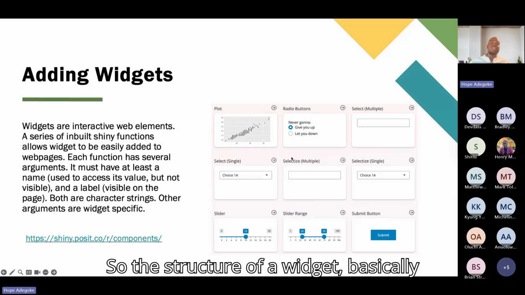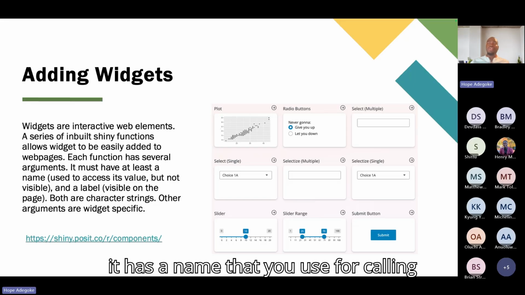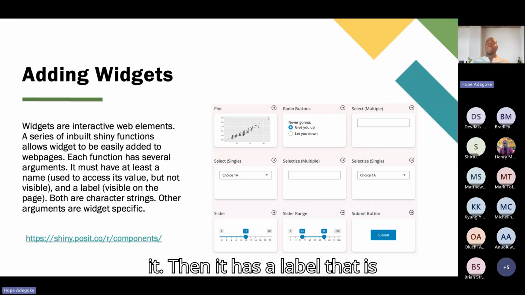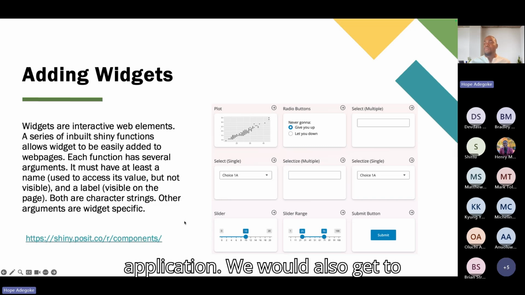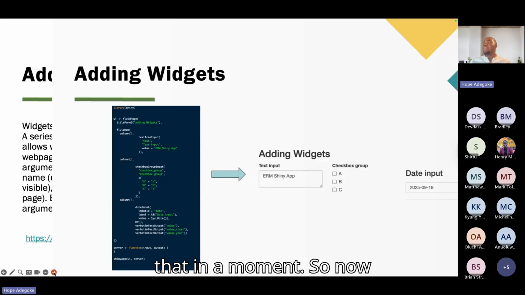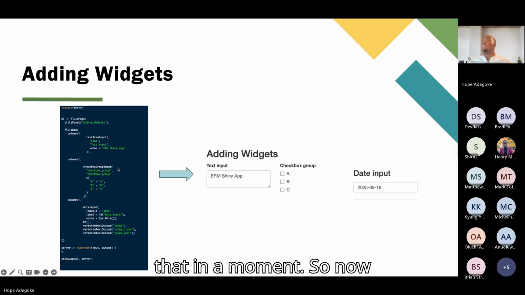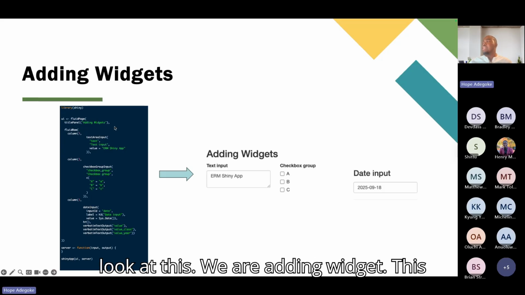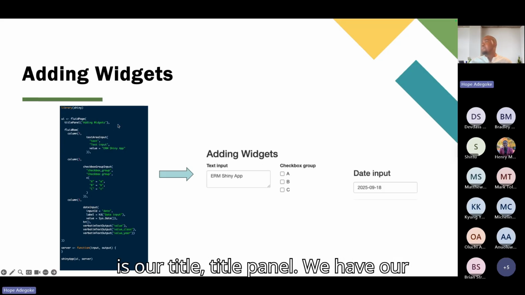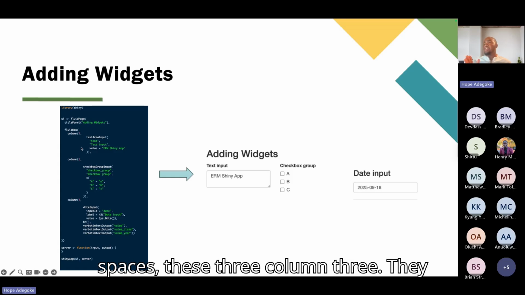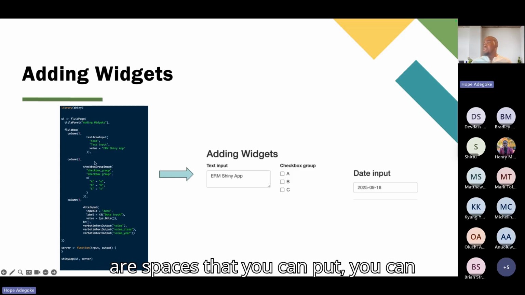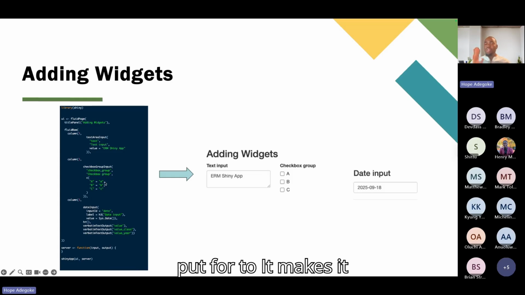So the structure of a widget, basically, it has a name that you use for calling it. Then it has a label that is used when you are displaying it on your application. We would also get to that in a moment. So now look at this. We are adding widgets. This is our title panel. We have our fluid rows. So these are like spaces, these three, column 3. They are spaces that you can put. You can put 4, 2. It makes it narrower or wider.